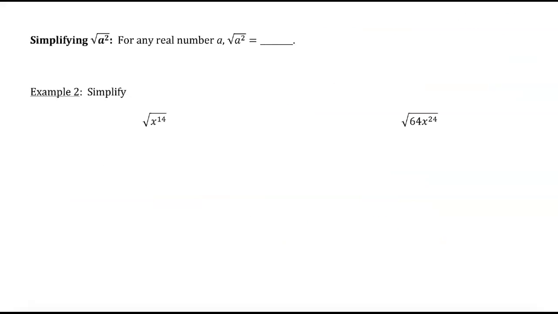If you have a real number a and you have the square root of a squared, this is simply equal to the absolute value of a. Suppose we have the square root of 2 squared. That's equal to the square root of 4, or simply 2. So the square root of 2 squared is 2.